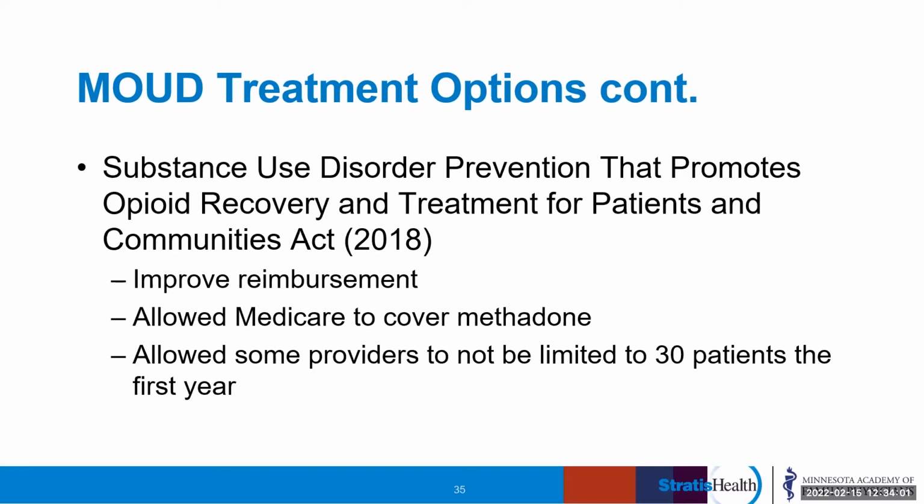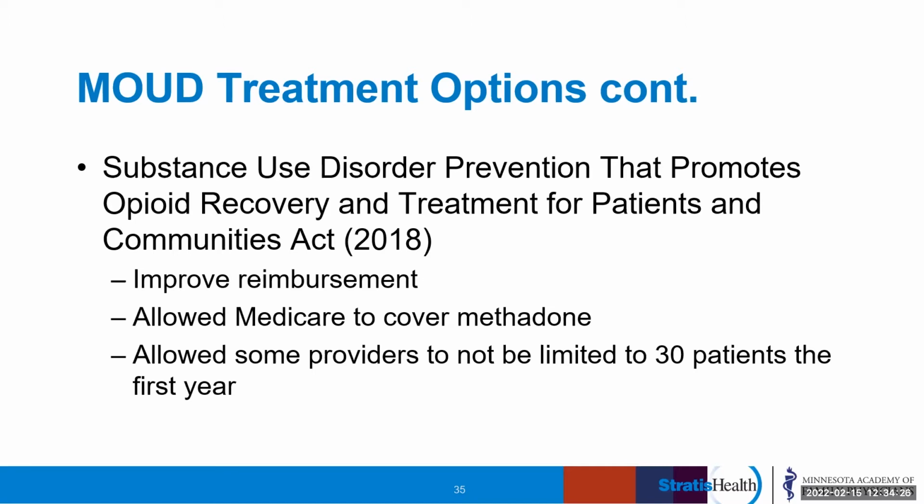And the last thing really just happened a few years ago. This was the Substance Use Disorder Prevention that Promotes Opioid Recovery and Treatment for Patients and Communities Act. They should have probably come up with something a little shorter. But in 2018, this was the one that added Medicare so that people on Medicare could go to the methadone clinics. And I believe even buprenorphine at that time was difficult to get cleared by Medicare.